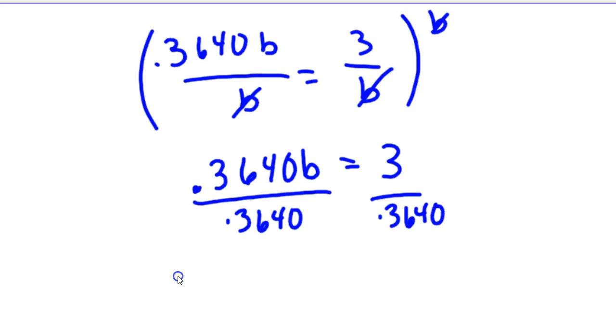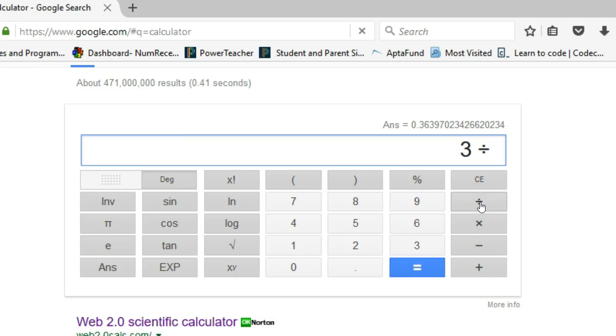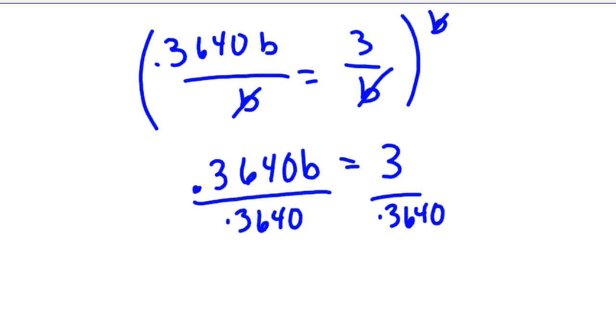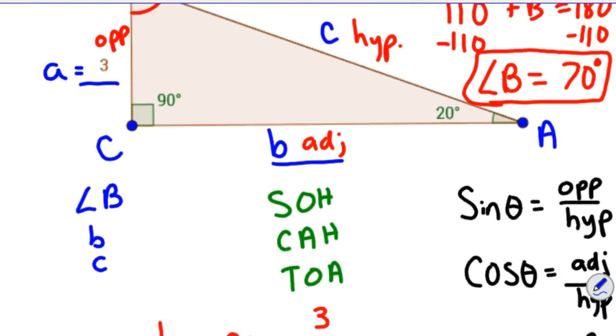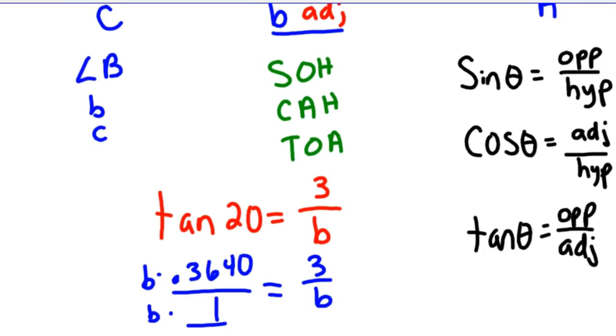So 3 divided by 0.3640. Or you could do with your calculator 3 divided by the answer, if it's already stored in there. And so we know that length for b is 8.2 approximately. So we've got b. So when you go back, we've got 8.2, and now we need to find C, which is the hypotenuse. And again, we're given opposite. So we've got opposite and hypotenuse. We go down to our sine, cosine, and tangent. And sine is the one that deals with opposite and hypotenuse.